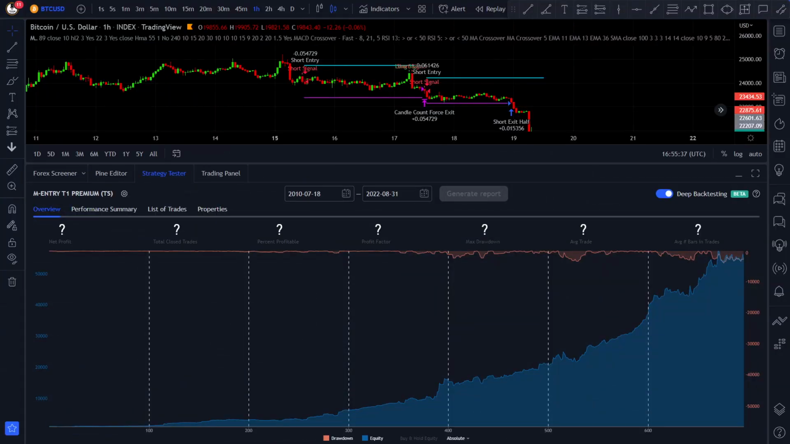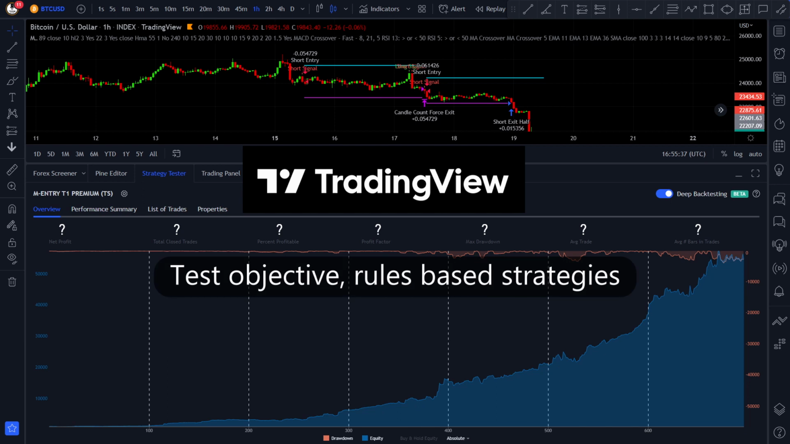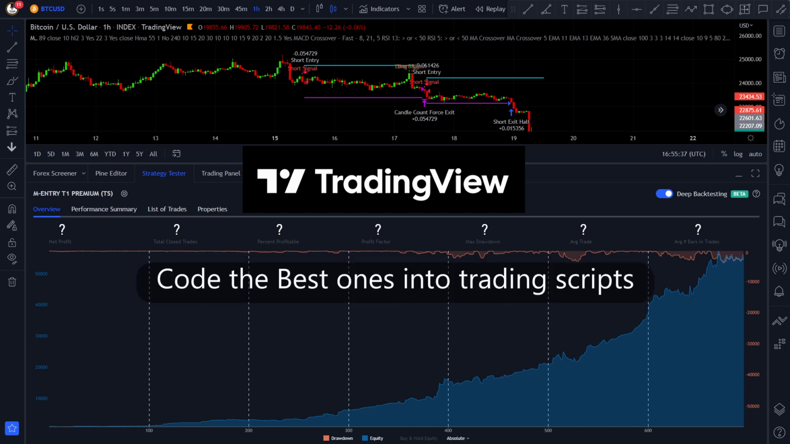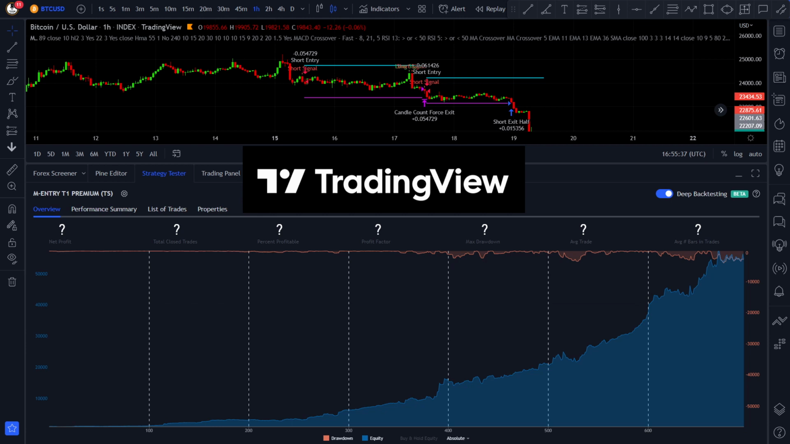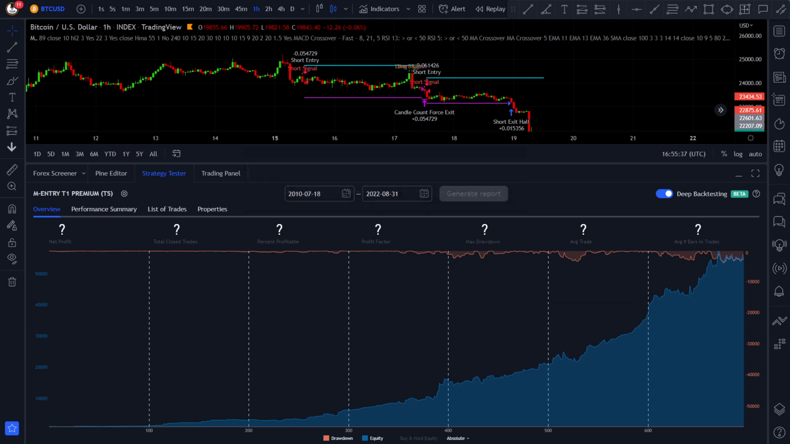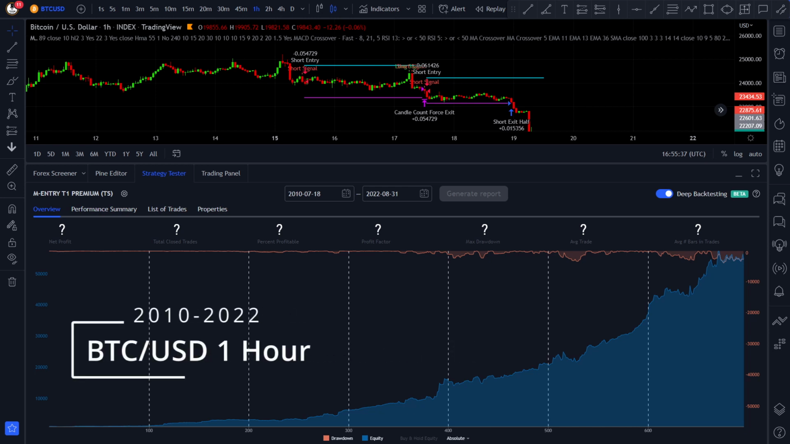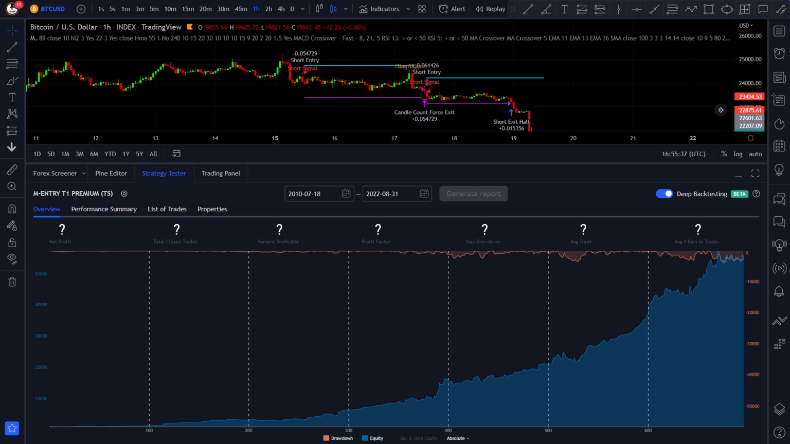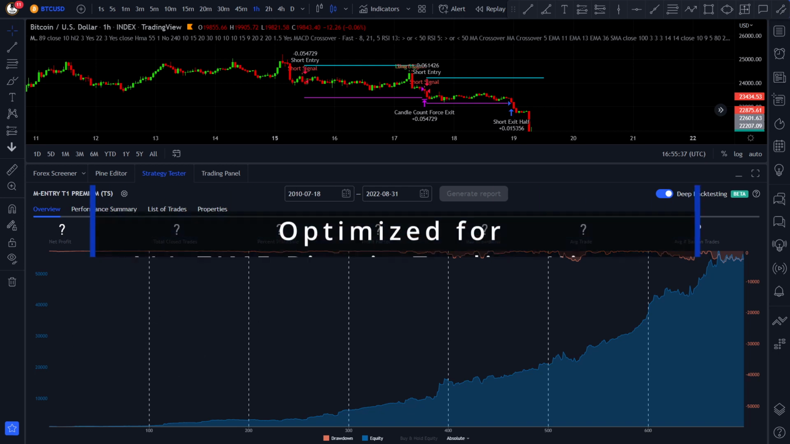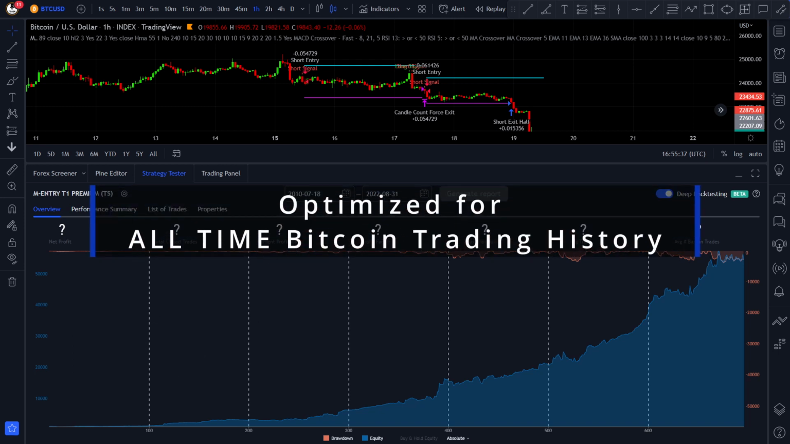For anyone who might not be familiar with us and what we do, we use TradingView to test objective rules-based strategies and then code the best performing ones into trading scripts. In today's video, you will see an example of it. Originally, I optimized and backtested this strategy on the Bitcoin US dollar 1-hour chart starting from 2010 until today. This means that this strategy is highly optimized for all-time trading history of Bitcoin.